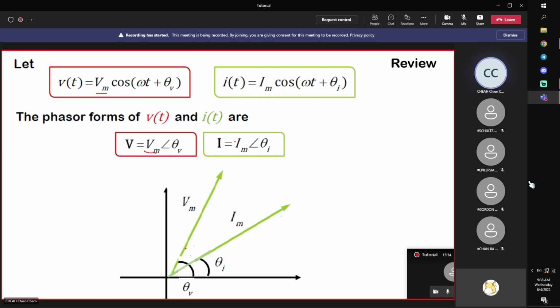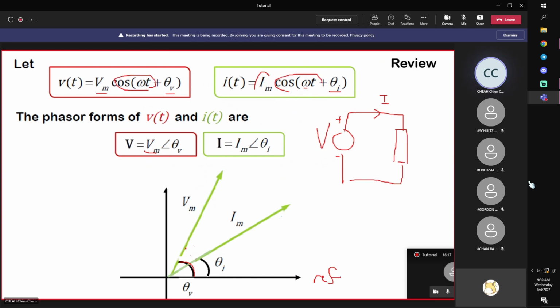And for current, suppose that you have a voltage source connected to a load, and it results in a current flow. This current will have the same frequency, and it will have a certain phase difference with respect to your voltage. If you plot it in phasor form, this is the phase angle with respect to a reference. Our reference is this cosine omega t.